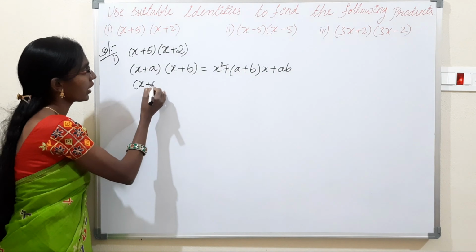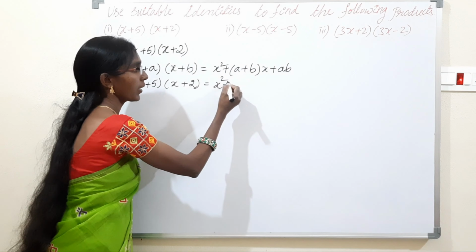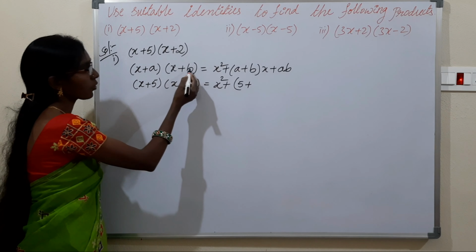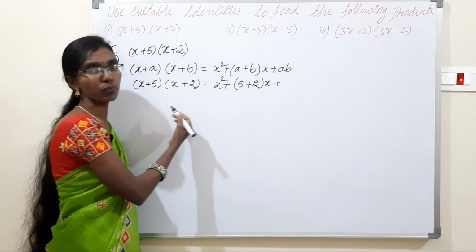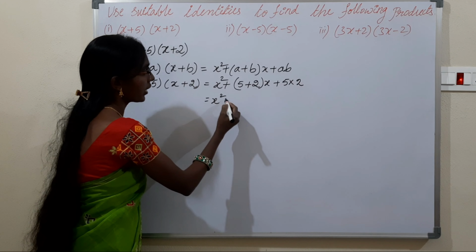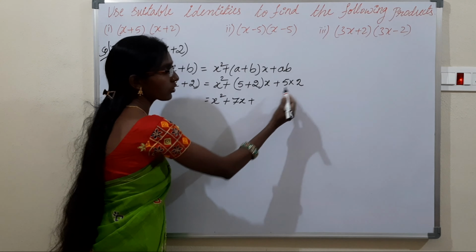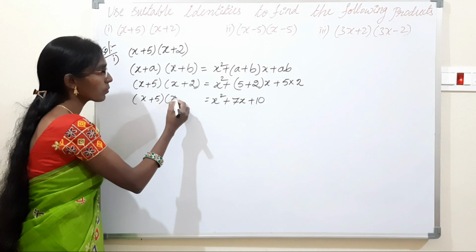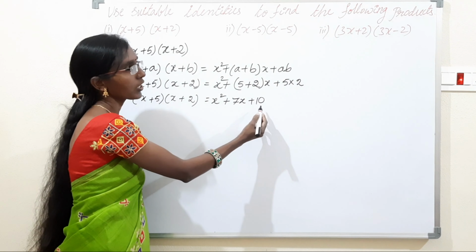So, x plus 5 into x plus 2 is equal to x square plus, in the place of a we have 5, so 5 plus, in the place of b we have 2, into x plus a value is 5 into b value is 2, which is equal to x square plus 5 plus 2 is 7, so 7x plus 5 into 2 is 10. The product of x plus 5 into x plus 2 is equal to x square plus 7x plus 10. Let's solve the second one.